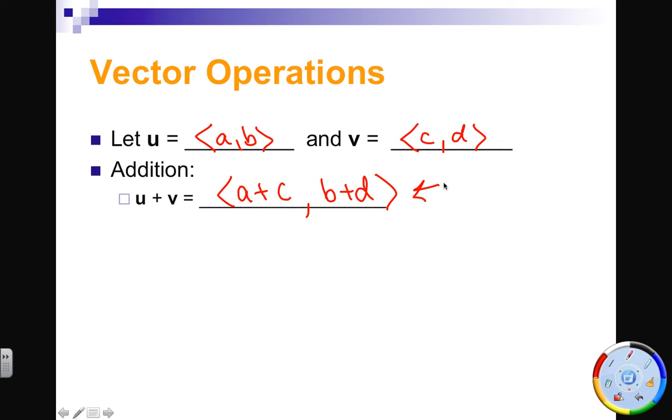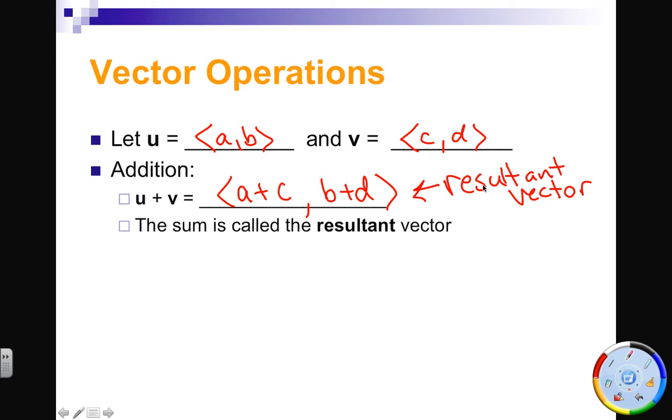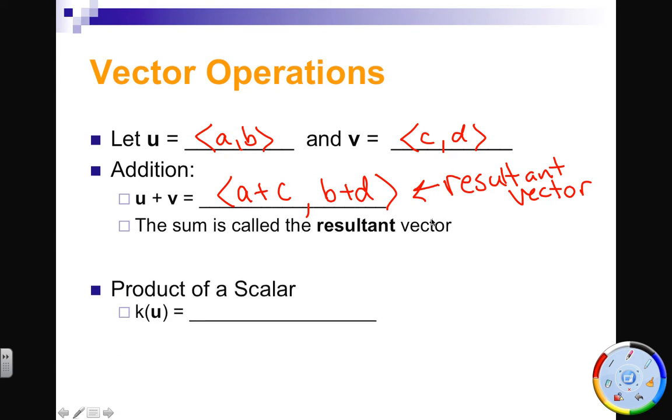This is called the resultant vector. The vector that is the result of addition or subtraction or anything like that. The resultant vector. Oh, I said it right there. Look at that. Sum is called the resultant vector.